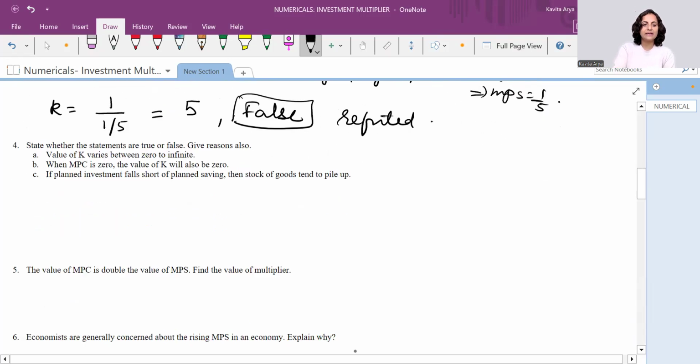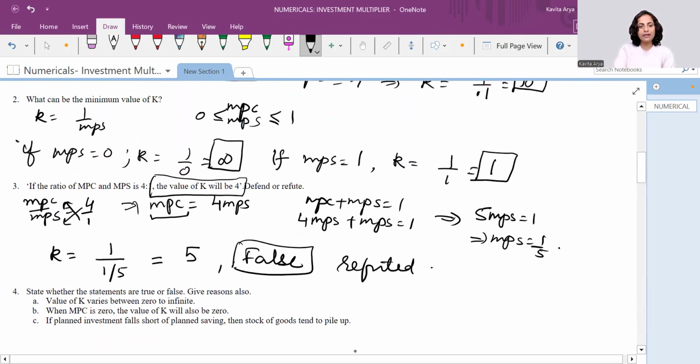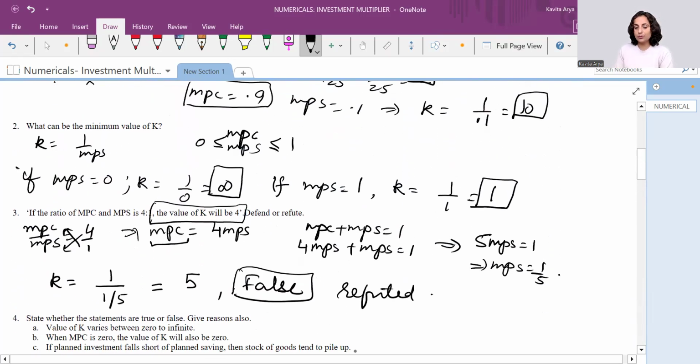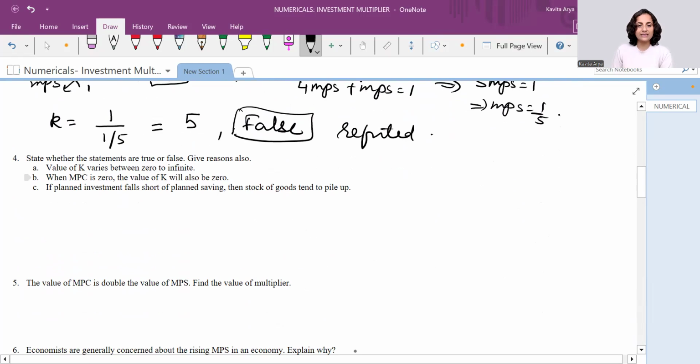Moving next. State whether the statements are true or false. The value of K varies between 0 to infinity. We have just done this in question number 2. It's not from 0 to infinity, it's 1 to infinity. So this statement stands false because, as we have just proved, the value of K is 1 to infinity.